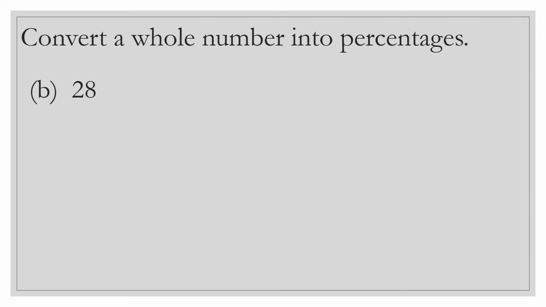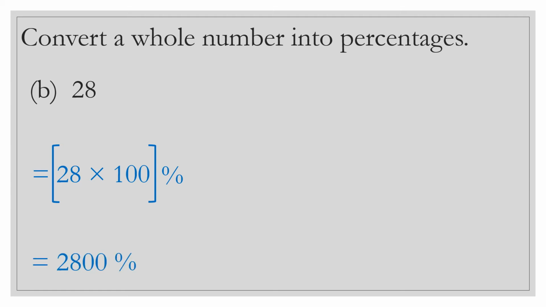Let us solve one more question. Question number B. Convert 28 into percentage. So what we have to do? Yes, multiply the whole number by 100 and put the percentage symbol. That means write 28 multiplied by 100 in bracket and put the percentage symbol after bracket. Now do the multiplication. 28 hundreds are 2800. So the answer is 2800 percentage.